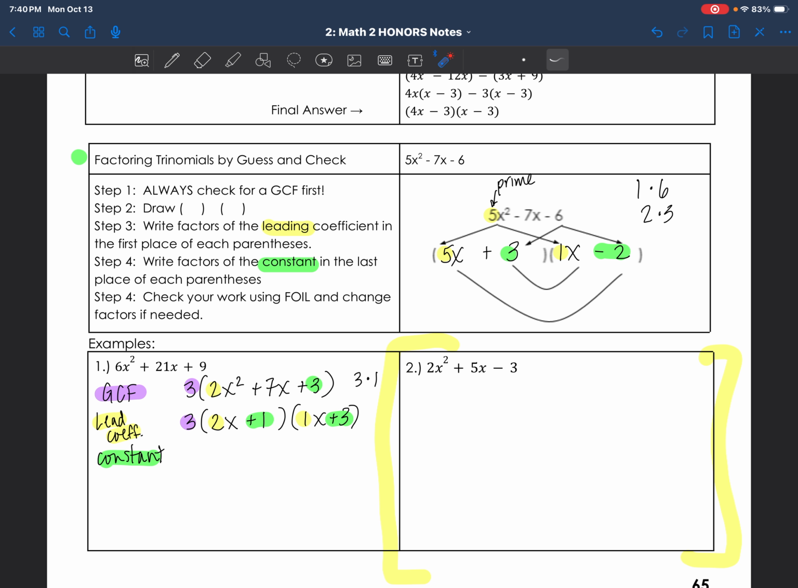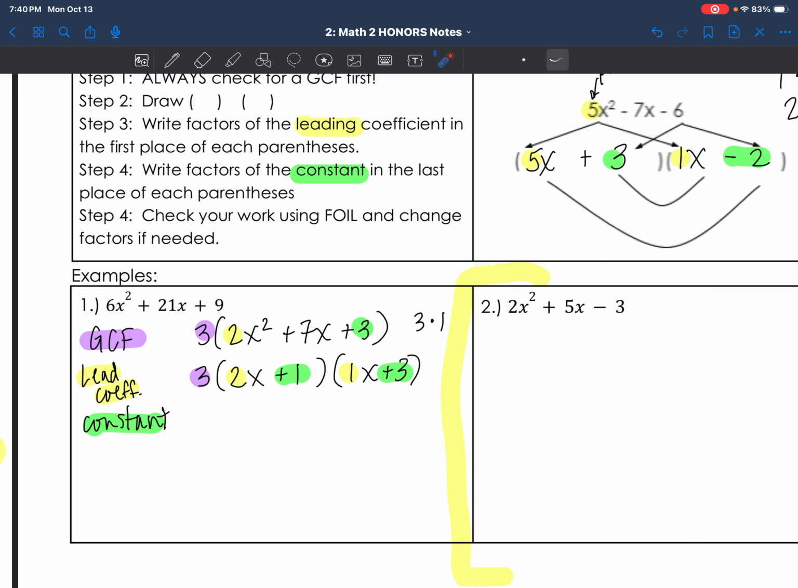So it could be 1 times negative 6, or negative 2 times 3, or 2 times negative 3. So we're looking at these, and in this case, we're going to have a positive 3 and a negative 2, so we're going to use this. And then we're just going to break this up, and it's pretty easy because this is just 5 and 1. So then we check, using FOIL, do we get what we started with? And if the answer is yes, then we're good to go.